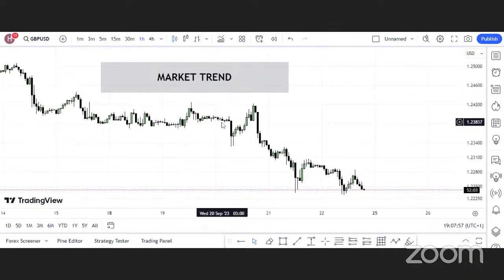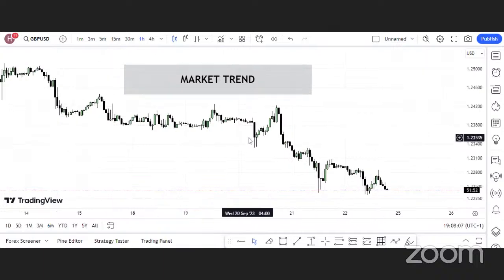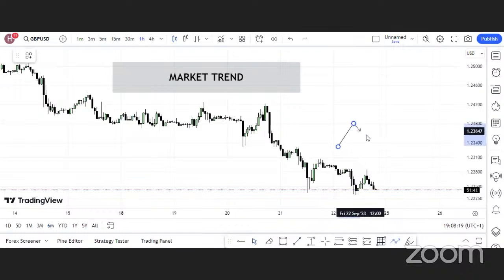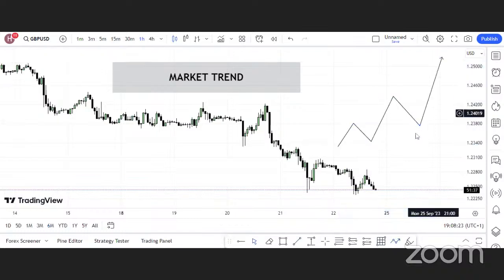We have the bullish trend, and then we have the bearish trend. The bullish trend means when the market is going up. The bullish trend is when the market is heading to the top side. So when the market is making something like this, this is a bullish trend. The market is going up. That is what we call a bullish trend.